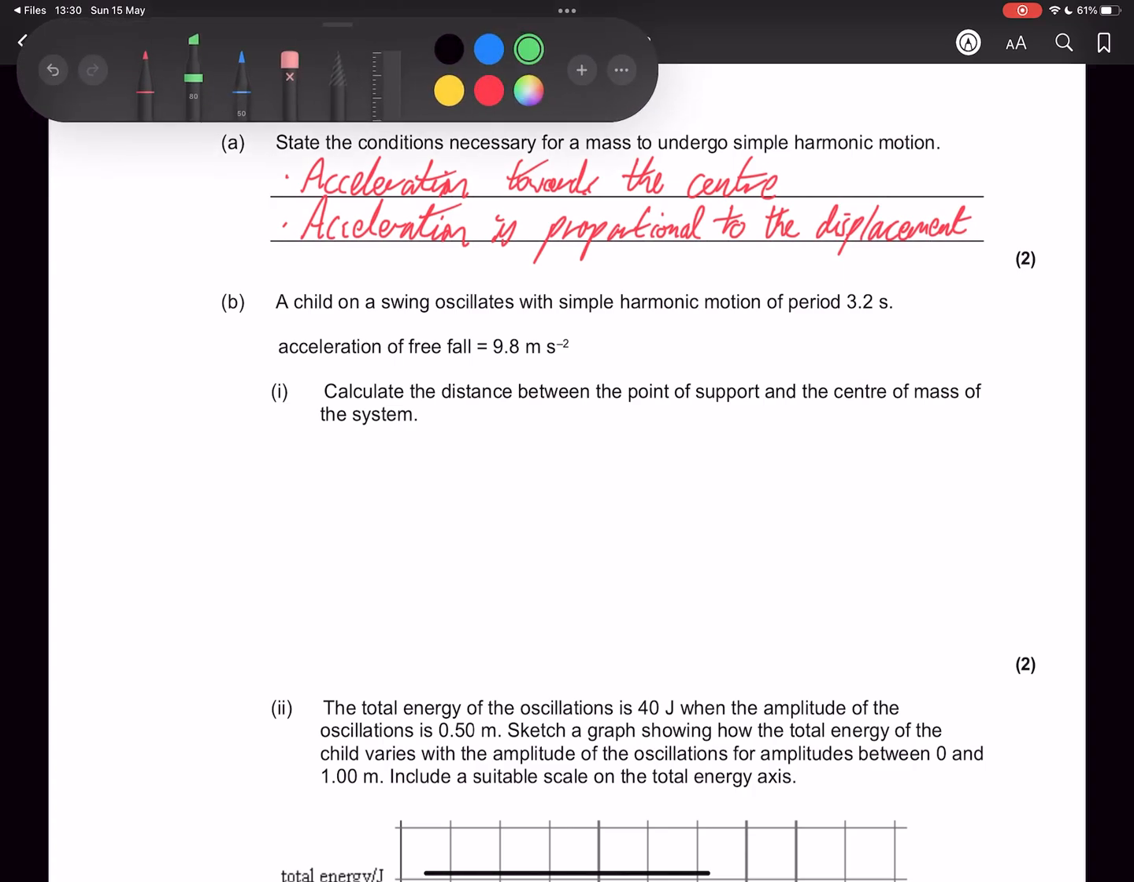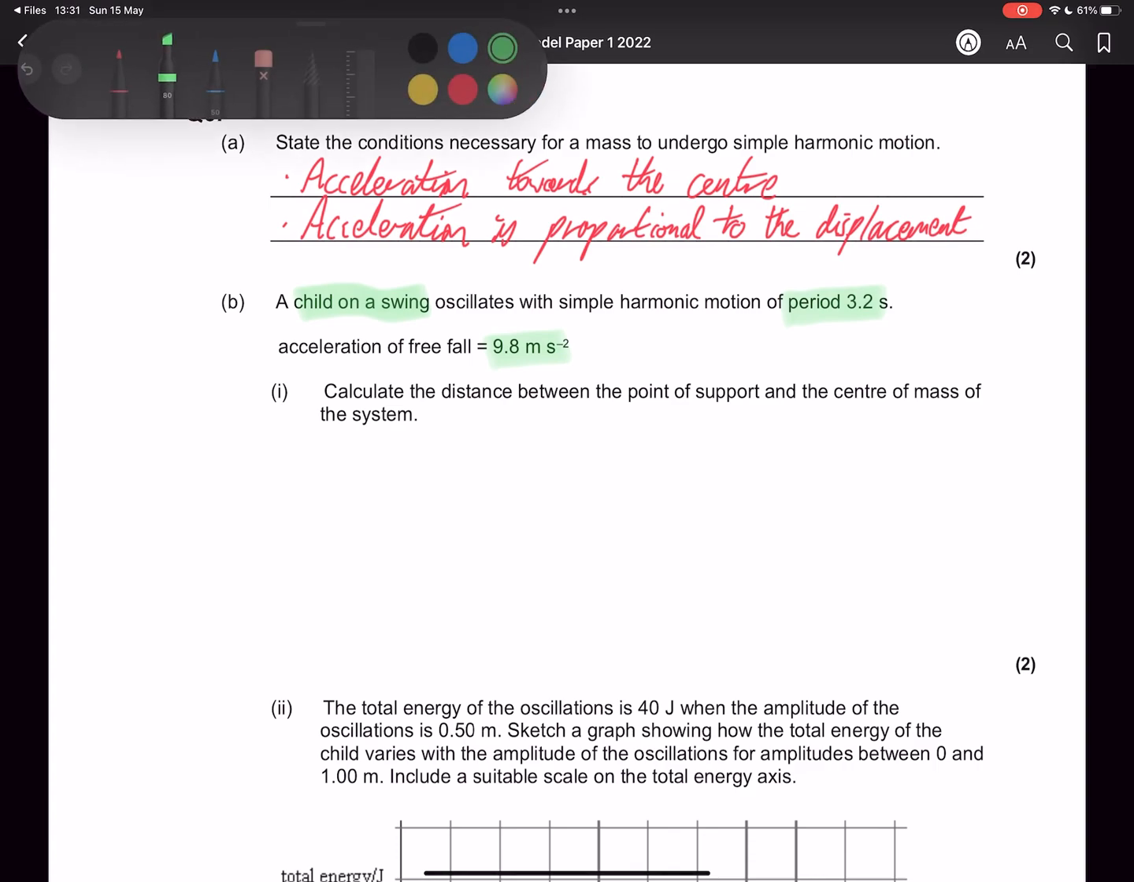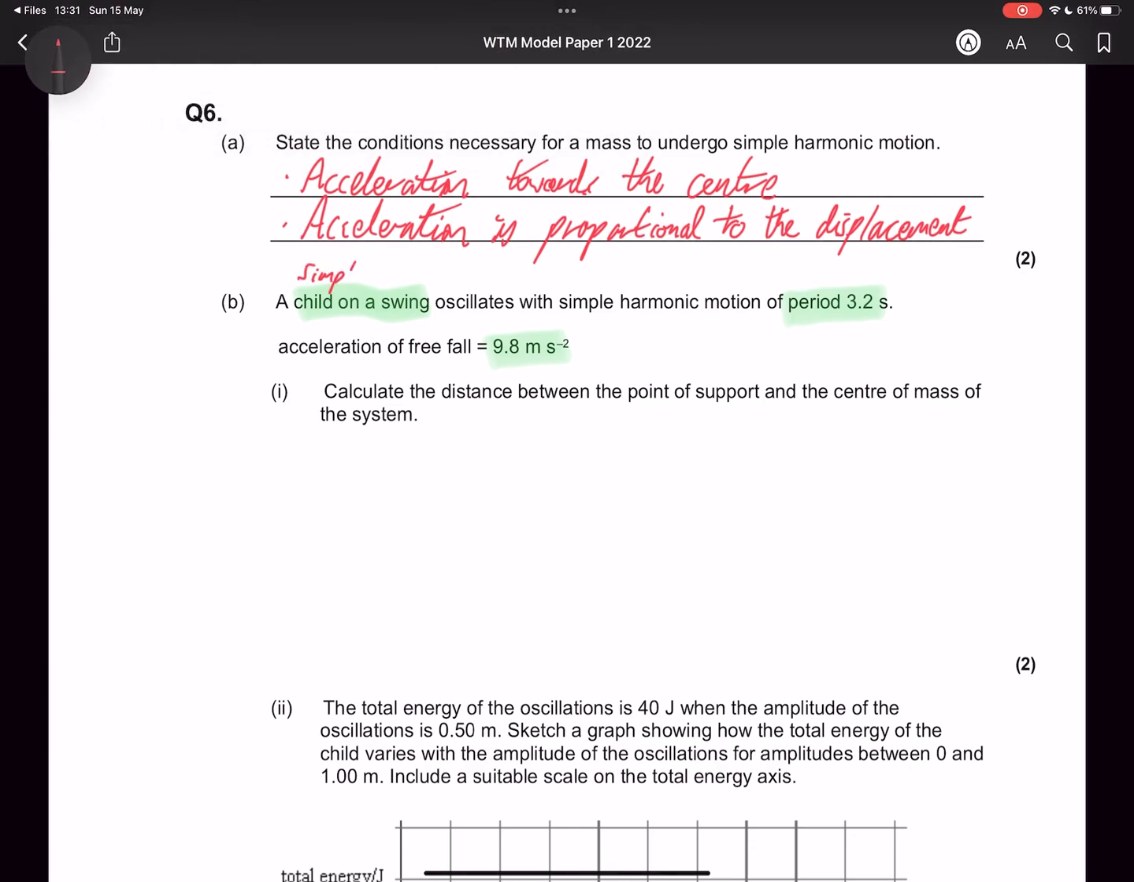So let's just highlight these key features. We've got the swing, and we know the time period. We also have a sneaky use of a different value for g. We're told acceleration of freefall or gravity is 9.8, not 9.81. So be careful, make sure it's clearly shown in your workings that you've used their new value, not the datasheet value, as they will be looking for it.